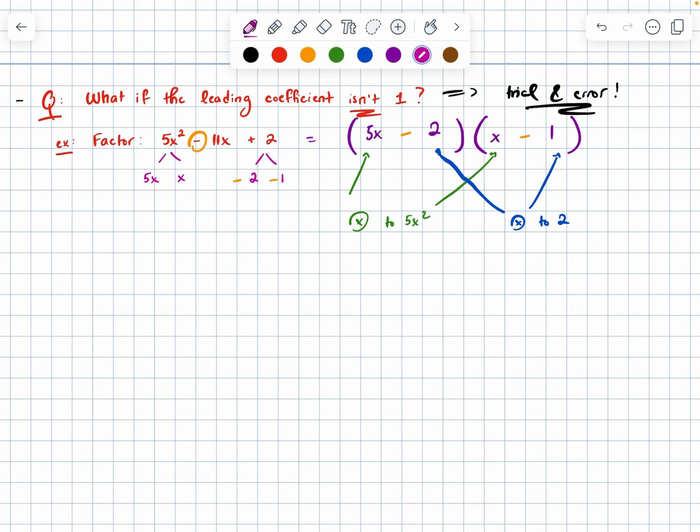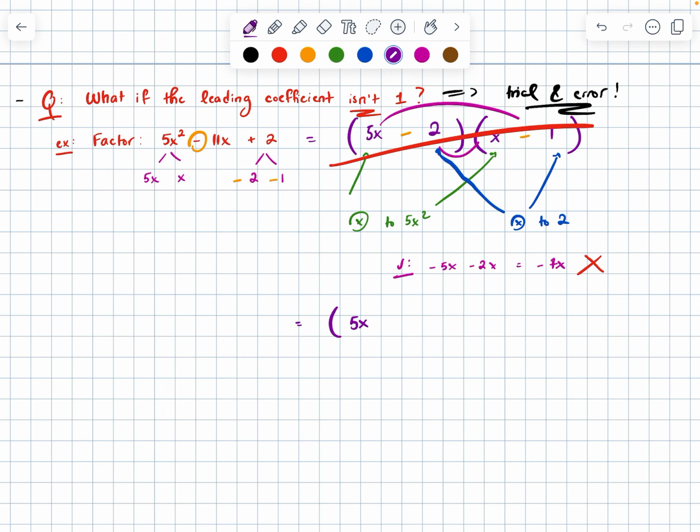Well, I believe the first term, I believe the last term. Let me just check my middle term. So I'm going to do 5x times negative 1. This gets me to negative 5x. I'm going to do negative 2 times x. This gets me to negative 2x. Add them together, I get negative 7x. This is not my correct factorization. It does not get me the negative 11x that I want. So that option did not work.